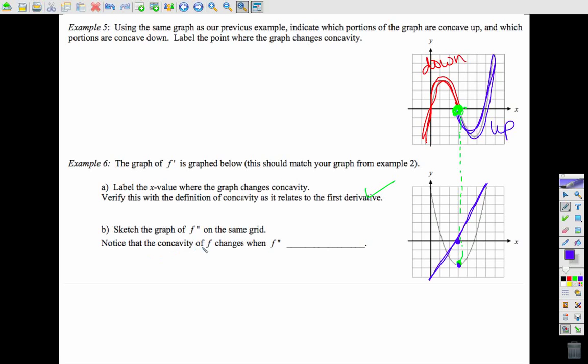Going back to the question here, when does the concavity of the original function change? Well, the concavity of the original function changes when the second derivative goes from negative to positive. Doesn't have to go negative to positive. It could also go positive to negative. All it has to do is change sign. So notice that the concavity of f changes when f double prime changes sign.